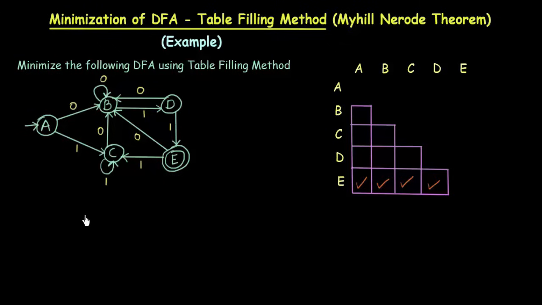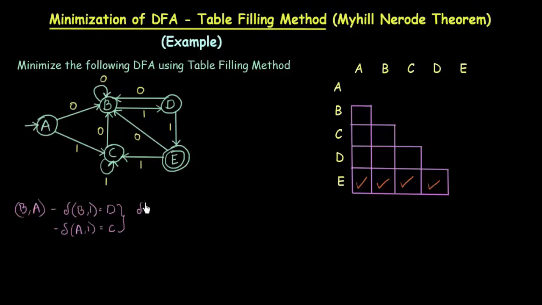Coming to this one, this is the first unmarked pair, which is BA. So let me check for state BA. Let's see where B goes on getting input 1 and where A goes on getting input 1. B on input 1 goes to D, and A on input 1 goes to C. So we get this pair DC. Now check if DC is marked. DC is not marked, so no need to do anything.